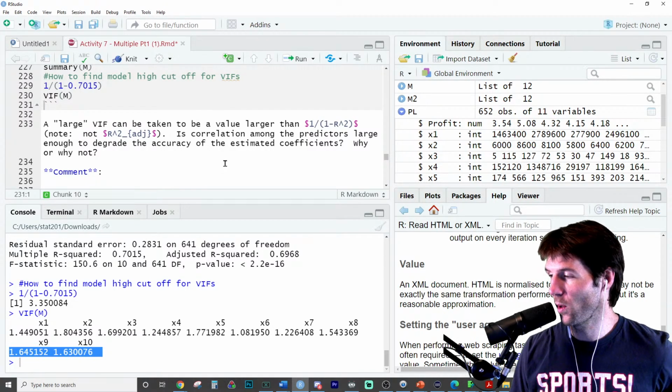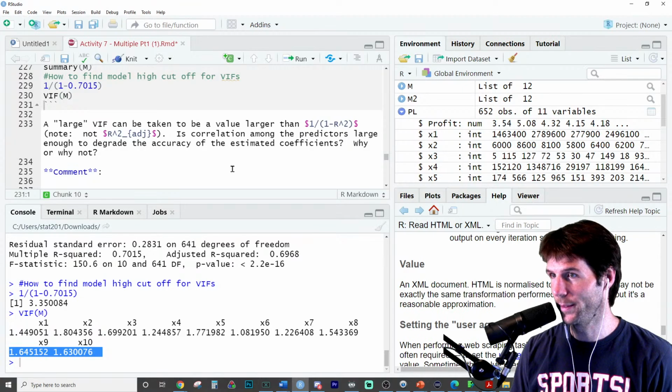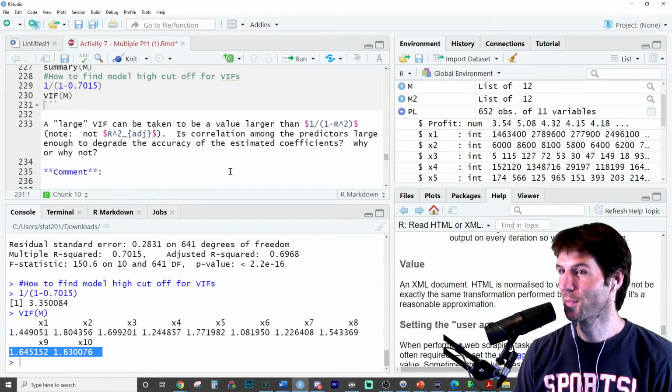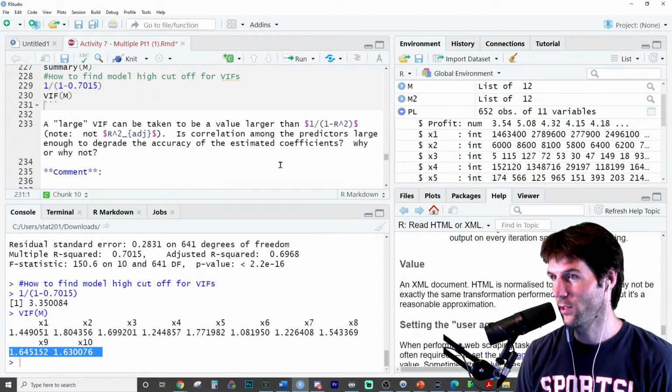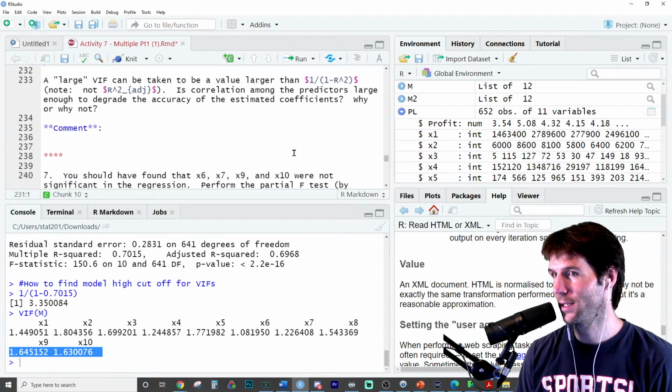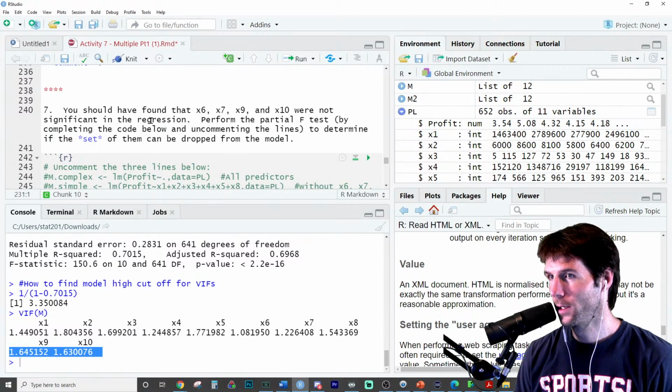So yes, none of them. They're all below 3.35, so we're doing fine. A large VIF is correlation among the predictors. Exactly, we don't have that issue. You should have found that X6, 7, and 9 were not statistically significant. We did. Perform the partial F test.